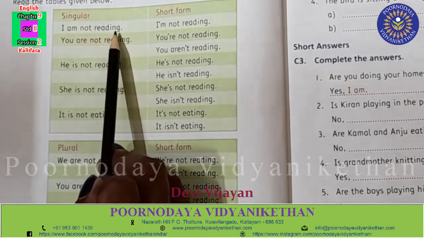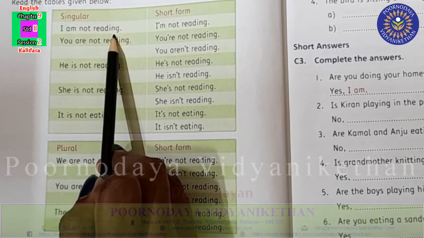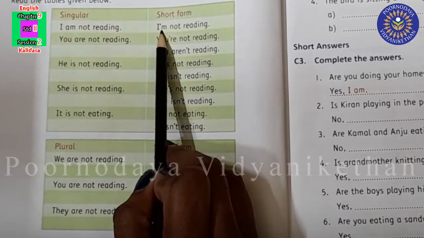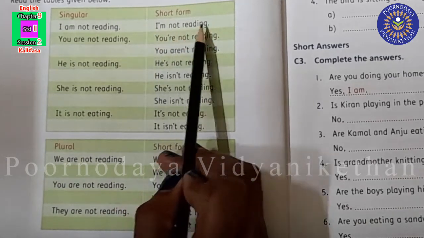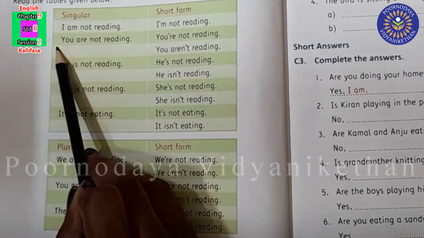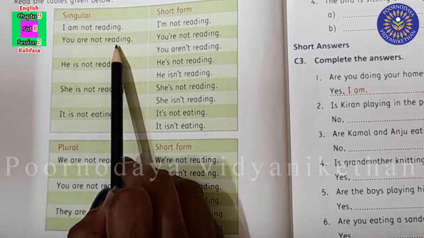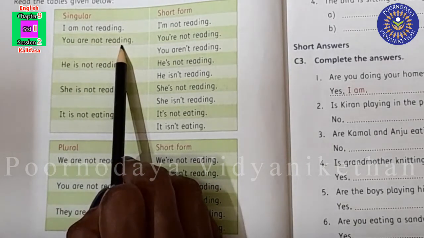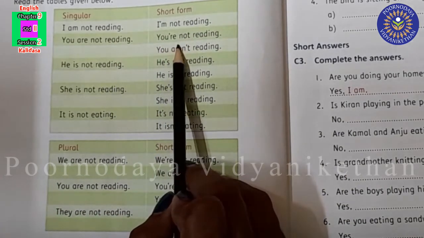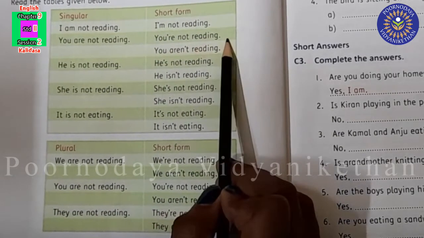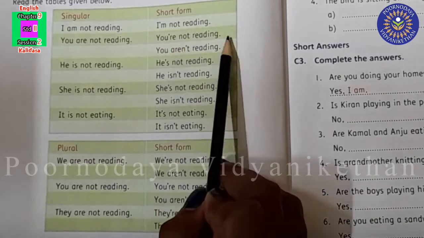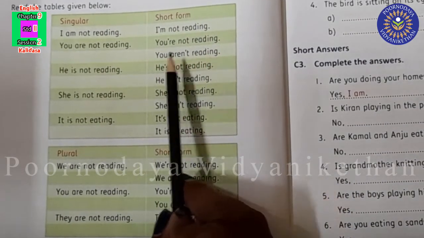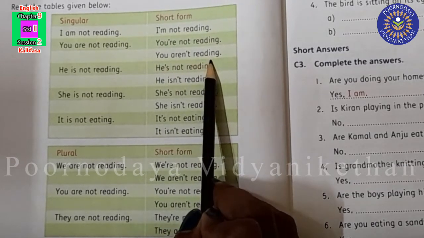I am not reading. So what is the short form of I am? It is I'm. I'm not reading. You are not reading. Repeat it, children. You are not reading. And what about the short form? You're not reading. Or you aren't reading.